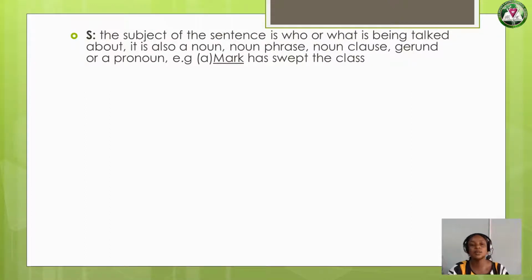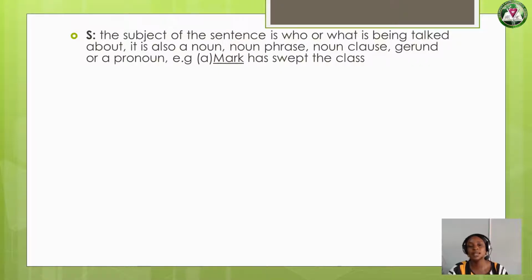Now, what is the subject? The subject of a sentence is who or what has been talked about. It can be a word or a group of words. But the subject of a sentence is who or what is being talked about. We can also say that the subject of the verb is the doer or performer of the action performed by the verb, the action of the verb.